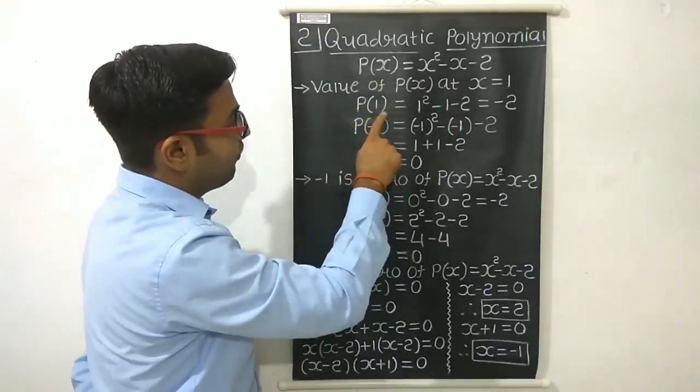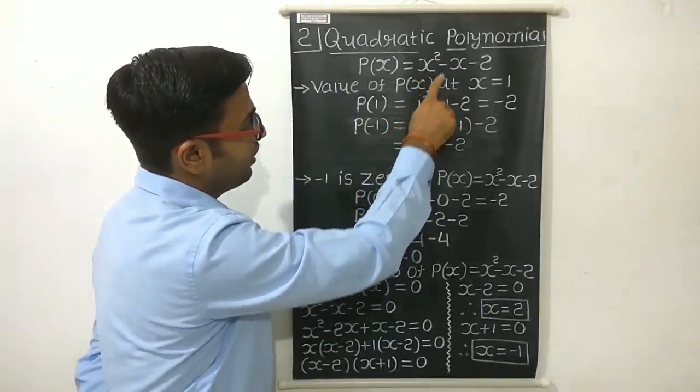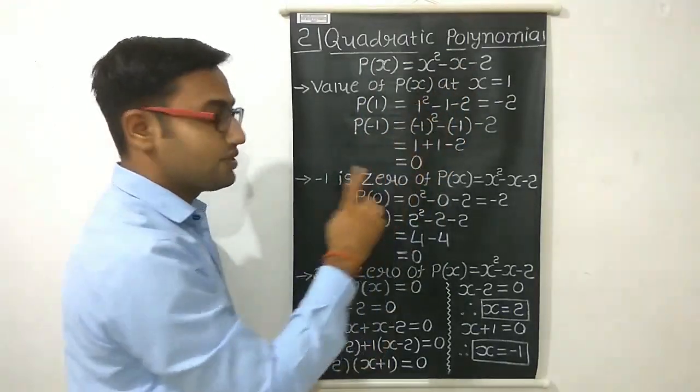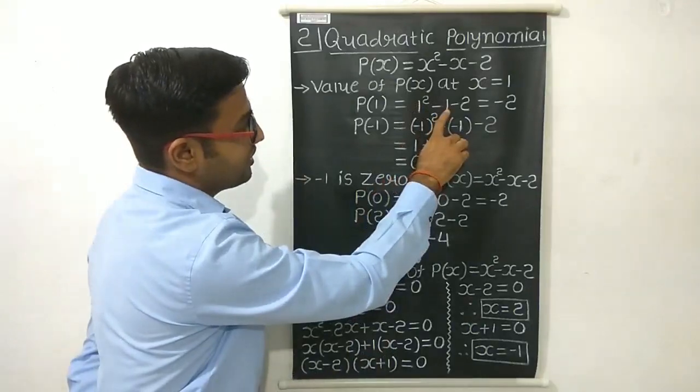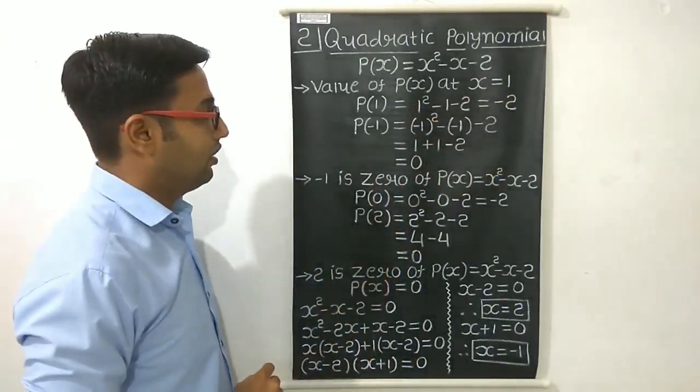So we will get p of 1 is equal to, instead of x put 1, so 1 square minus 1 minus 2. 1 square is 1. 1 minus 1 cancel out each other. Minus 2 remains only. Okay.